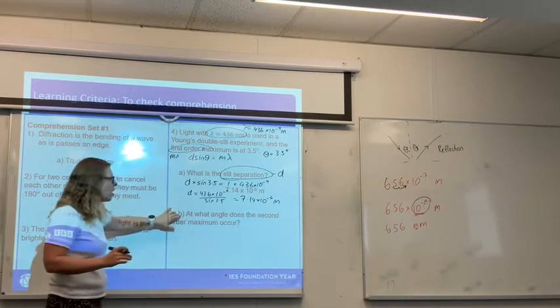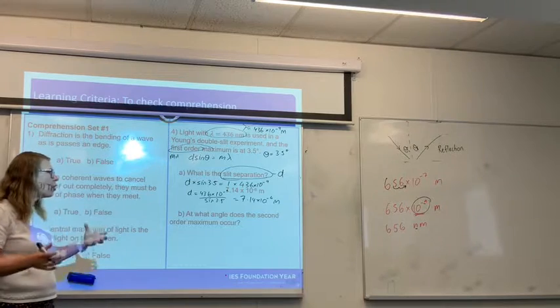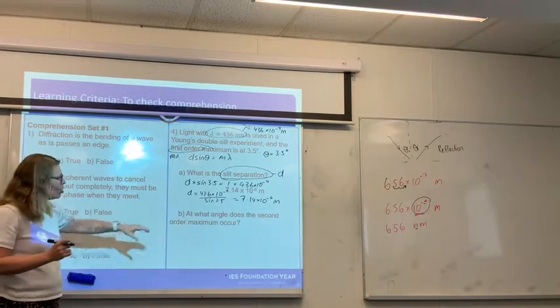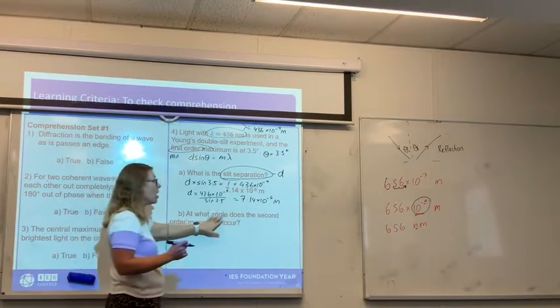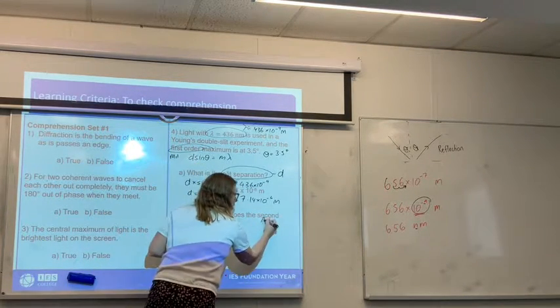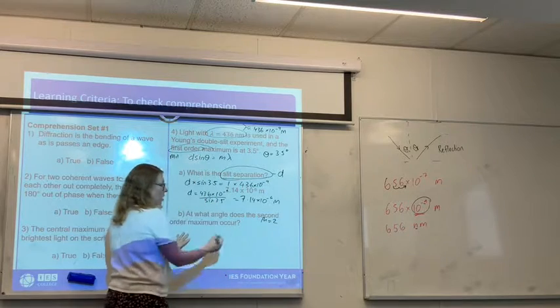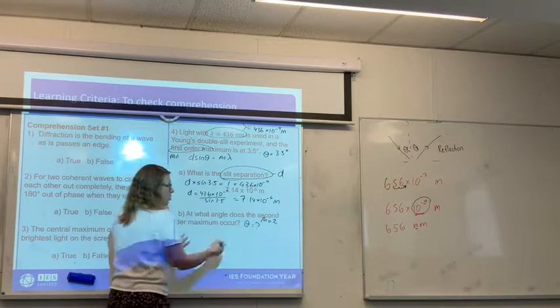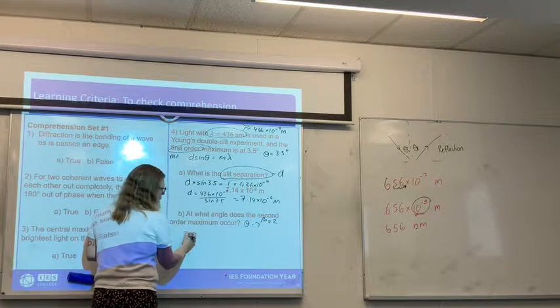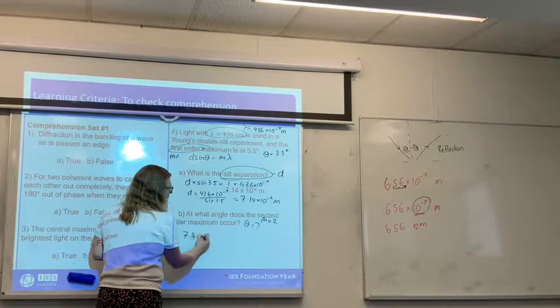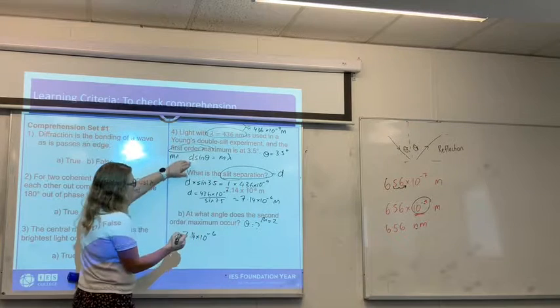Okay, at what angle does the second order maximum occur? So the second part of the question is asking what angle it occurs at. Yeah, so it's asking for when m equals 2. And what is theta when m equals 2? So I'm just going to substitute in. Same thing. So I've now got 7.14 times 10 to the negative 6 because I have d.